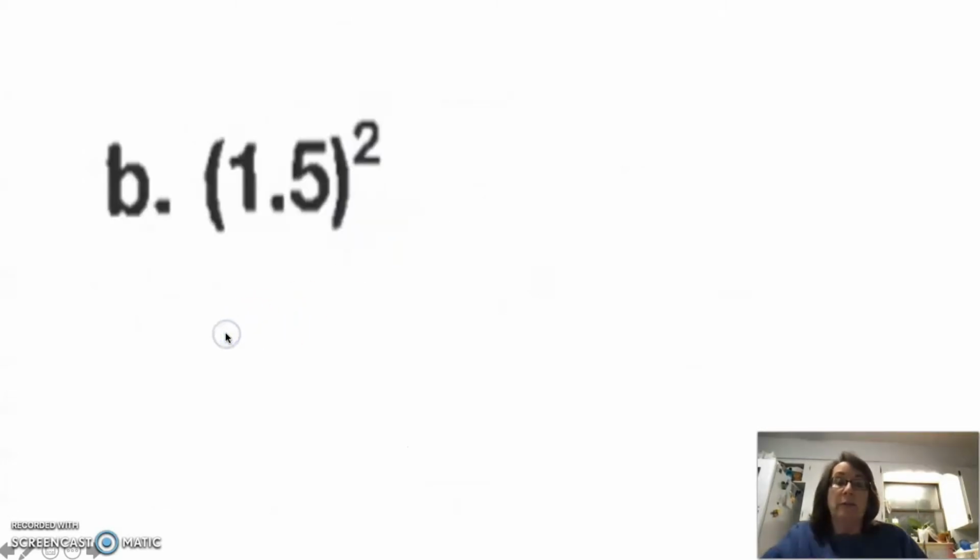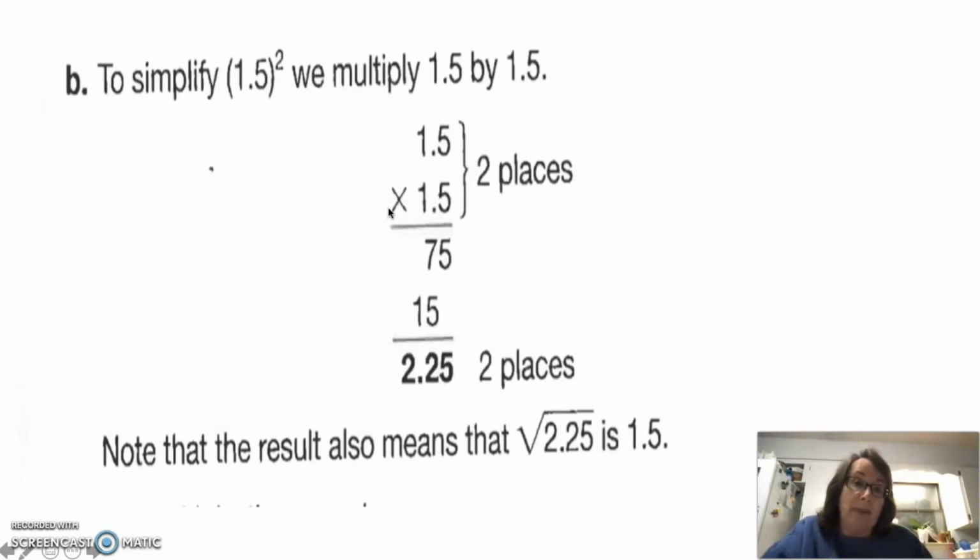Now, go to the next page. Now we're doing 1.5 squared. This is the B part of that example. So 1.5 squared, we're going to multiply 1.5 by 1.5, which you can see right here. 1.5 times 1.5. When we multiply 5 times 5, we get 25. Carry the 2. 1 times 5 is 5 plus 2 is 7. And then 1.5 times 1, 15.